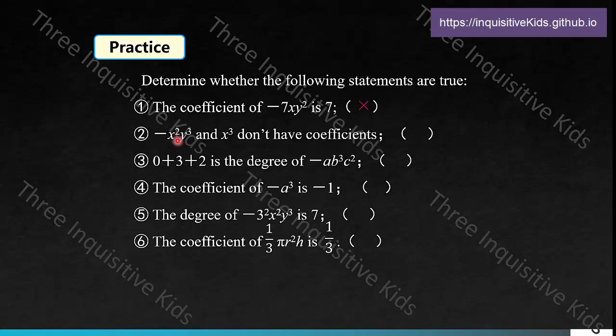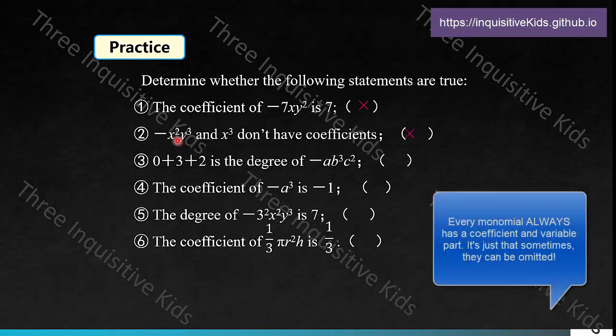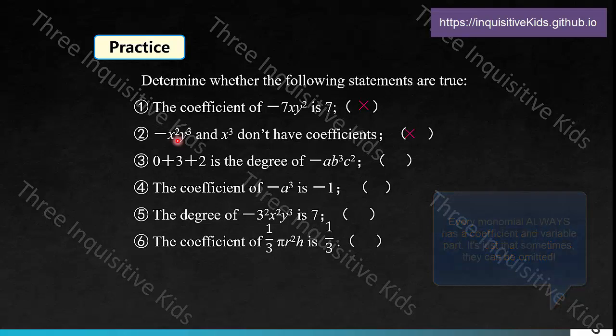2. Negative x squared, y cubed, and x cubed don't have coefficients. No, they have coefficients. It's just that they are negative 1 and 1, and they can be omitted.